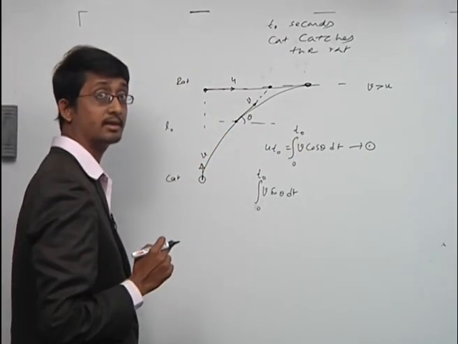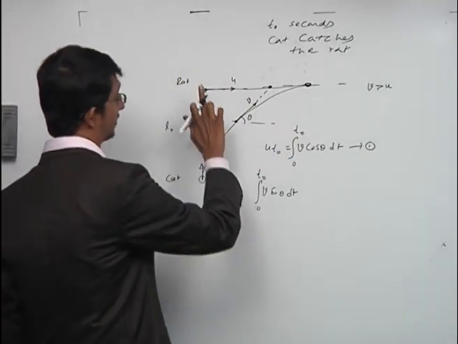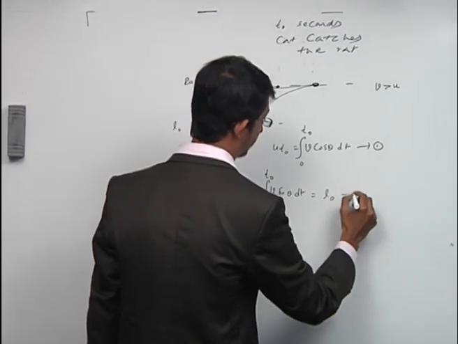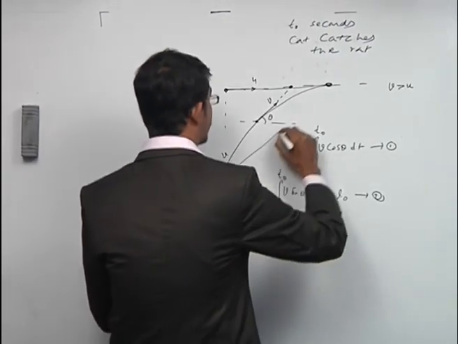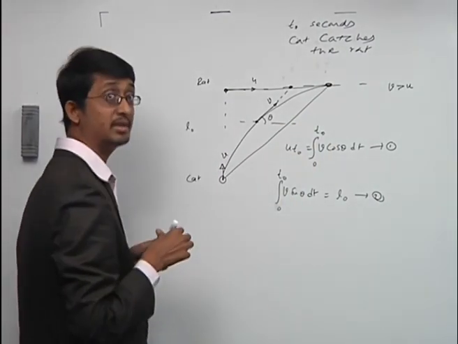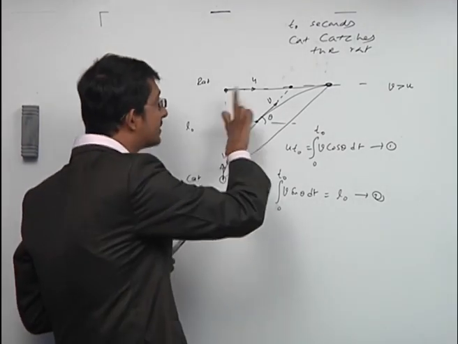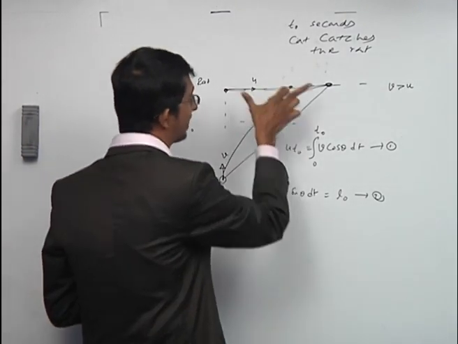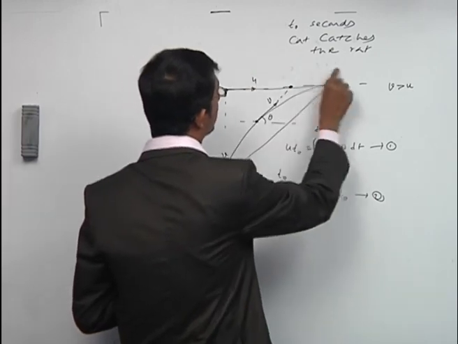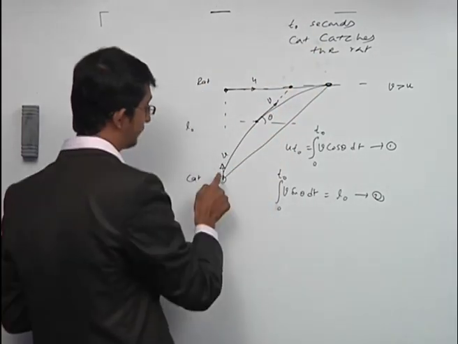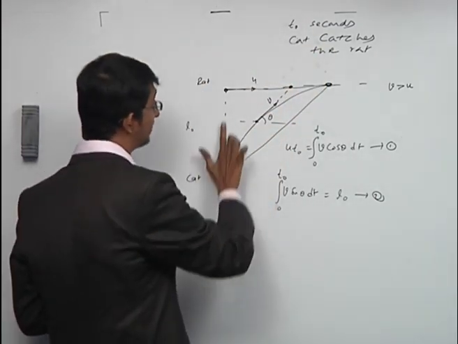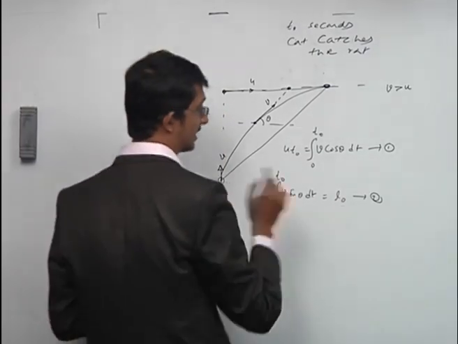Vertically, how much did the cat cover? L0. So it should be L0. See, this is the total displacement of the cat. I can split it into two parts. Vertical displacement, horizontal. Horizontal is given by ut0 because the rat covered ut0 in t0 seconds. Same with the cat. Vertically, cat covered this L0. So this is vertical displacement.